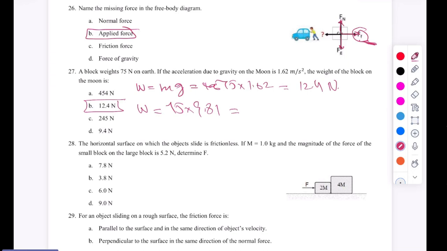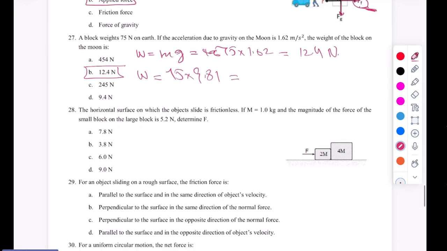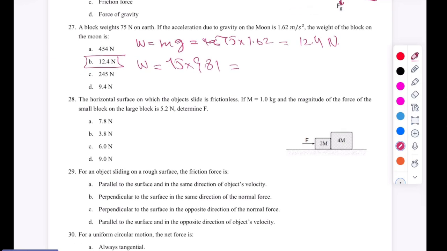Now to the next question, 28. This is an important question because you will find this type of question in the exam as well. The horizontal surface on which the object slides is frictionless. It means you eliminate frictional force; it's going to be zero. The mass is 1 kilogram and the magnitude of the force of the small block on the large block is 5.2, which is the contact force between the two.